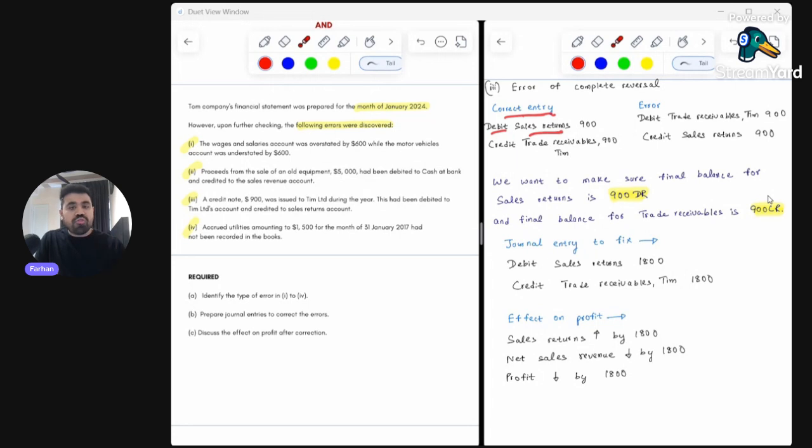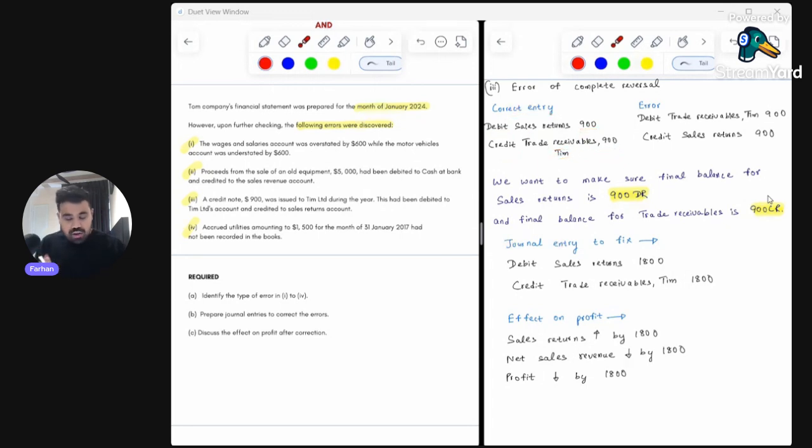Whenever we record sales returns, it's always debited. So we debit sales returns by 900, and we would have credited the account for Team, trade receivables Team, by 900 to reflect the fact that the balance Team owes us is now going down in value simply because Team returned us $900 worth of inventory, which we have just confirmed by issuing a credit note. And that is why we are debiting sales returns by 900, right? So this would have been the correct way to record this.